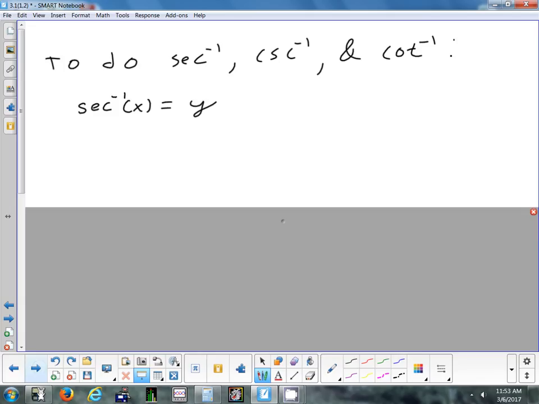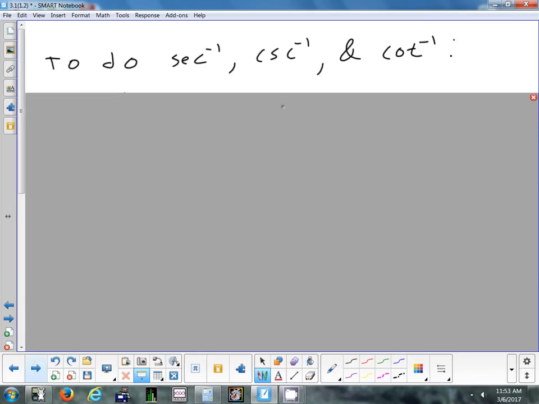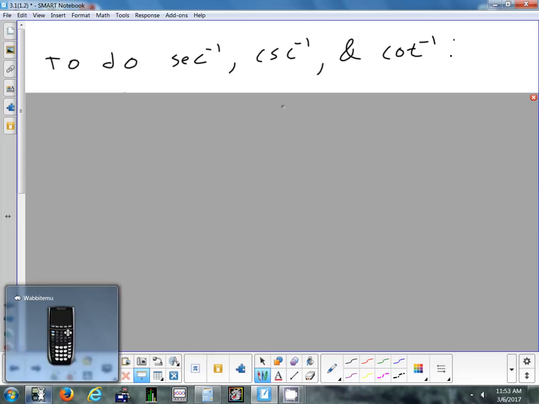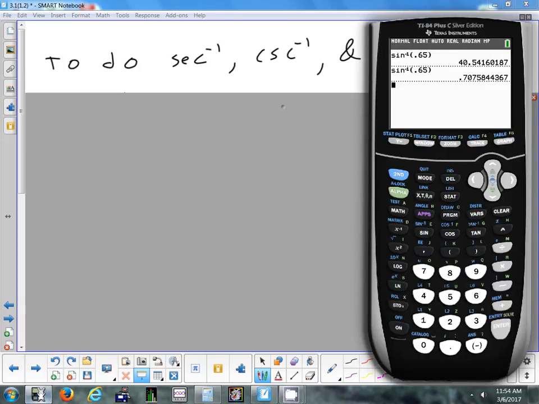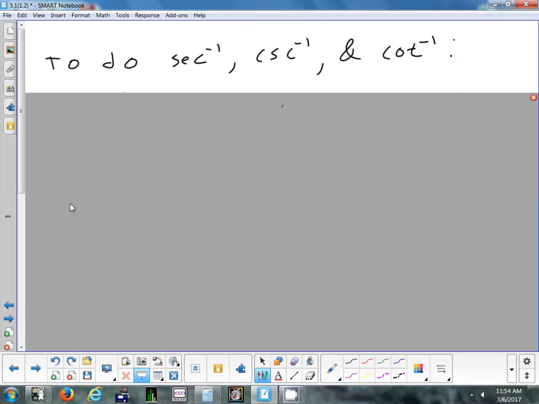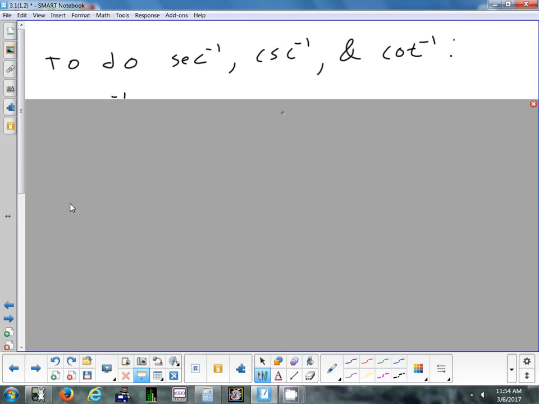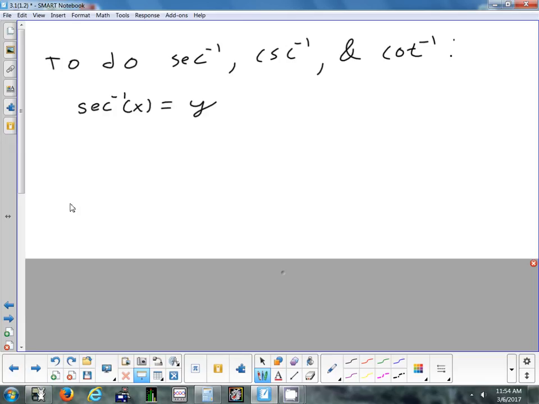All right. What about those three? Inverse secant, inverse cosecant, inverse cotangent. Is there a button on the calculator to do those three? Do you see any of those symbols anywhere on the calculator? No. So you don't have a button to do them. But we can still figure it out. Let's say you got a problem like this.